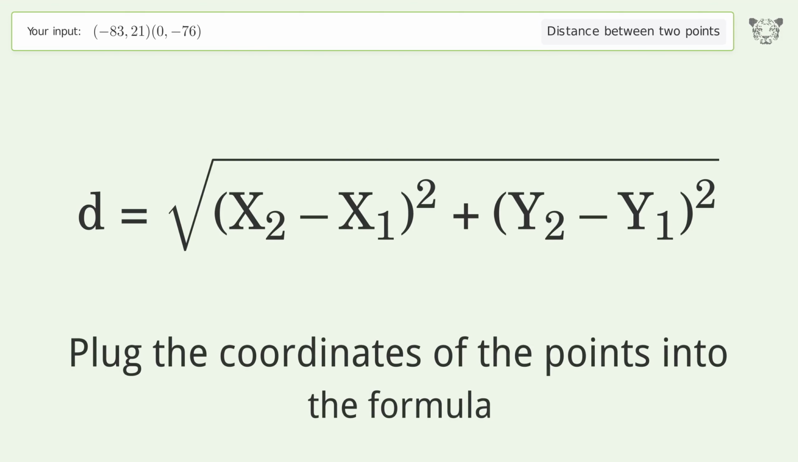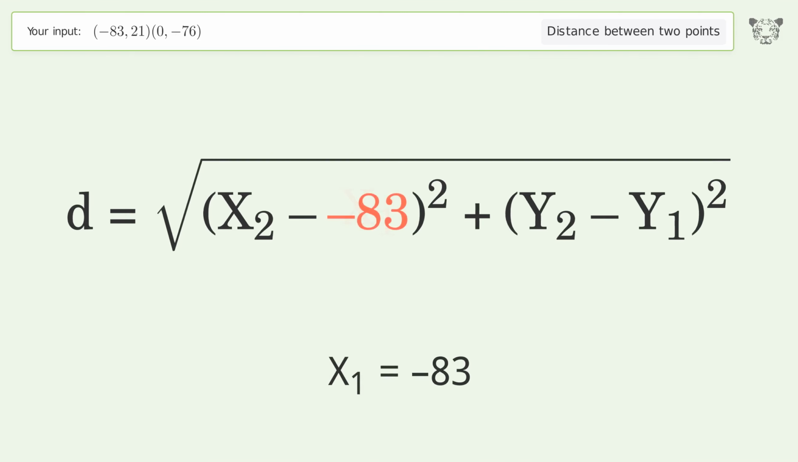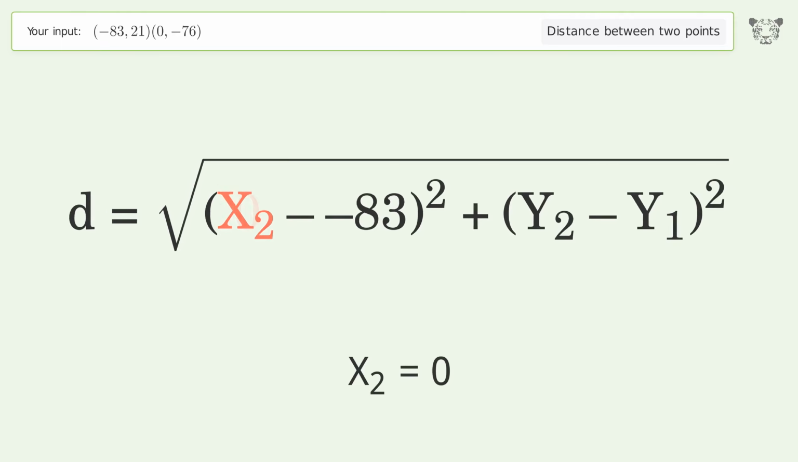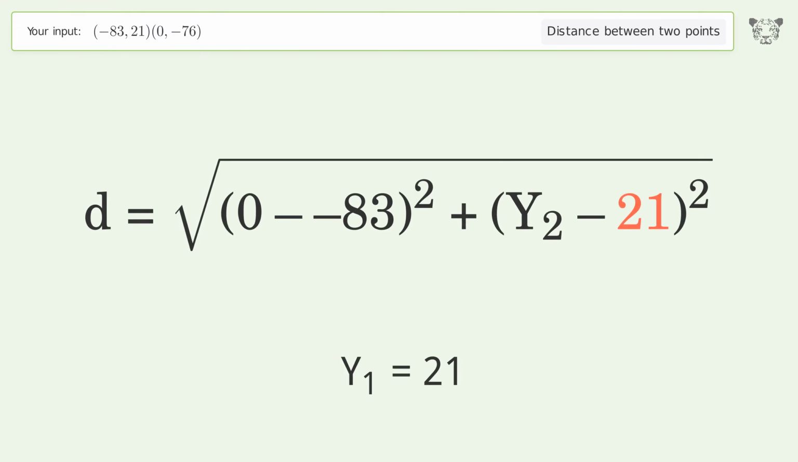Plug the coordinates of the points into the formula. x1 equals -83. x2 equals 0. y1 equals 21. y2 equals -76.